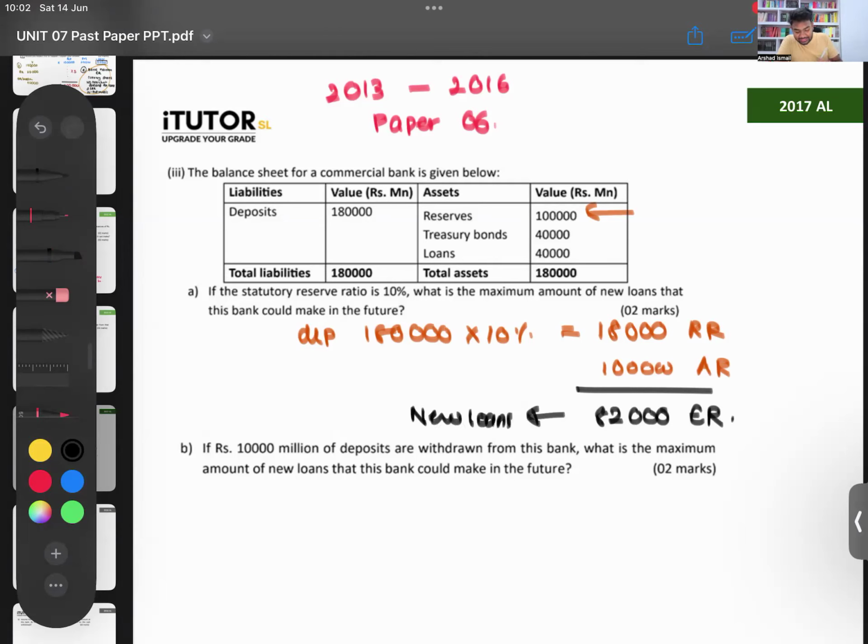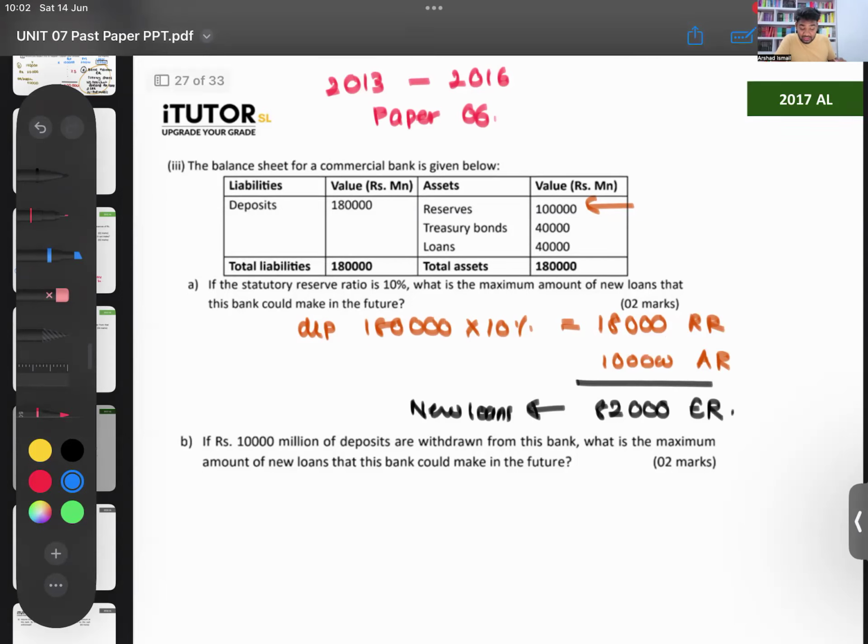Now they're saying if 10,000 million of deposits were withdrawn from this bank, what is the maximum amount of new loans the bank could make in the future? Now, what if they withdraw? First, you have to change the balance sheet. If a customer withdraws 10,000, first we change this balance sheet. How much will deposits be? There were total 180,000 deposits, and customers withdraw 10,000. How much do we have now? Your deposits would be 170,000.